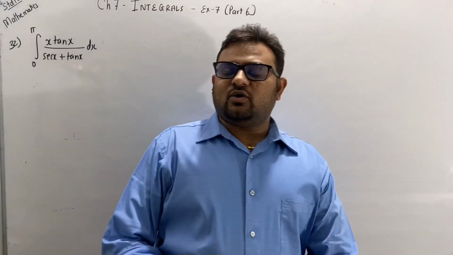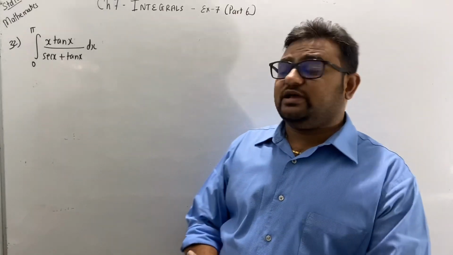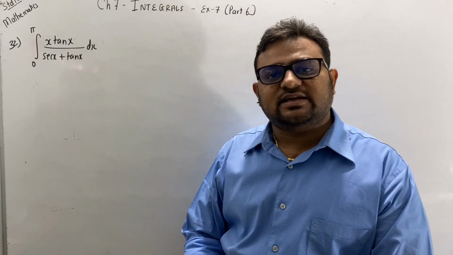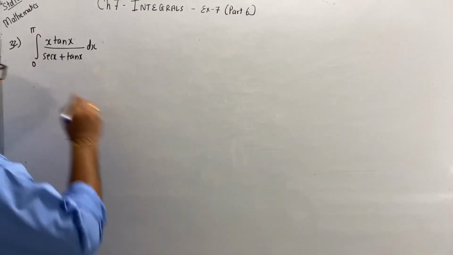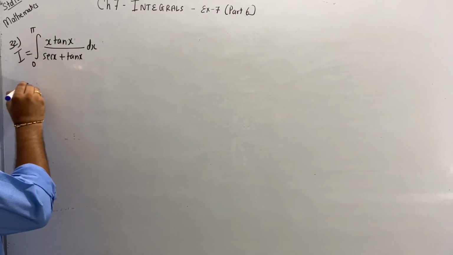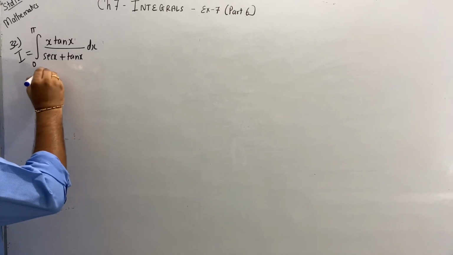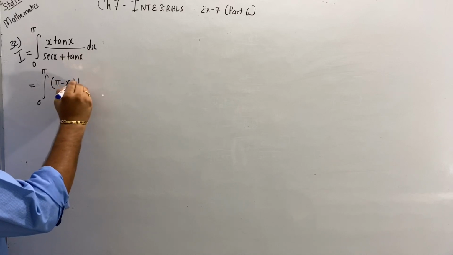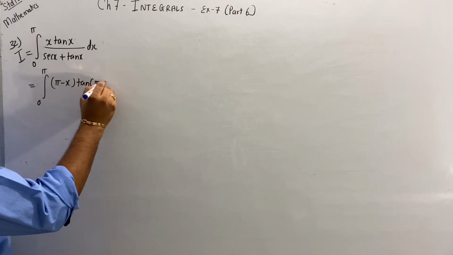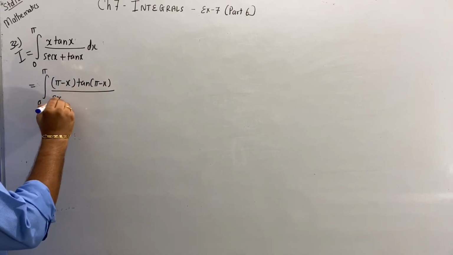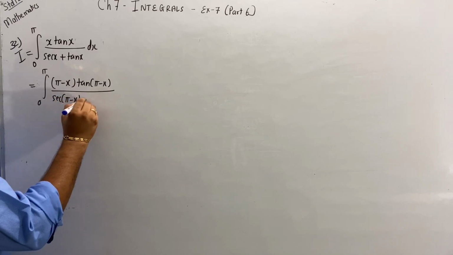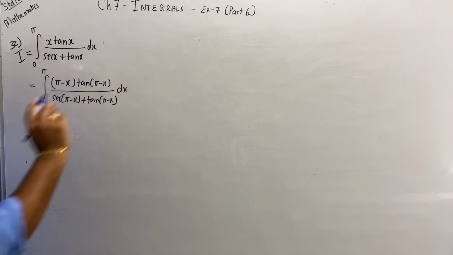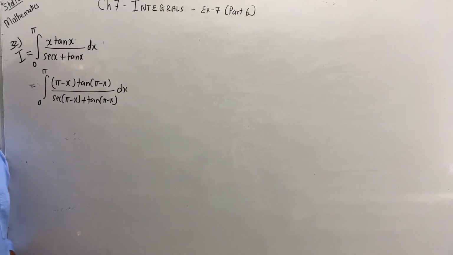Okay, now here we will use the property a plus b minus x. So let's start. This is I. So this will be equal to integral 0 to pi, (pi minus x) tan(pi minus x) upon sec(pi minus x) plus tan(pi minus x) dx.